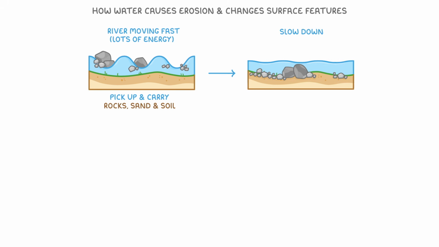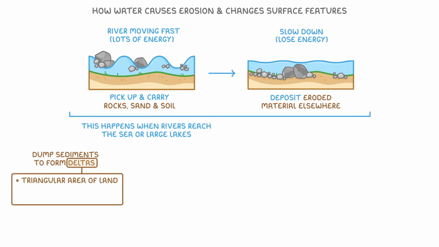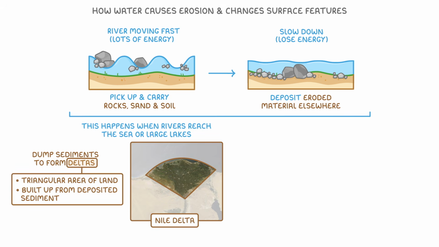When rivers are moving fast, they have lots of energy to pick up and carry rocks, sand, and soil. But when they slow down, they lose energy and have to drop what they've been carrying, and as a result, they deposit the eroded material elsewhere. This happens when rivers reach the sea or large lakes, where they dump sediment to form deltas. Deltas are just triangular or fan-shaped areas of land built up from deposited sediment, like the Nile Delta.